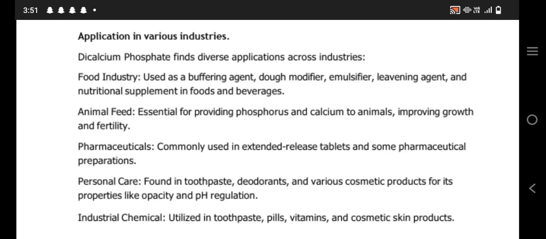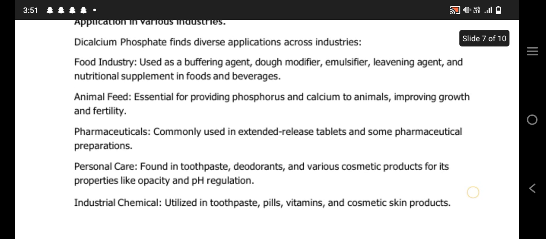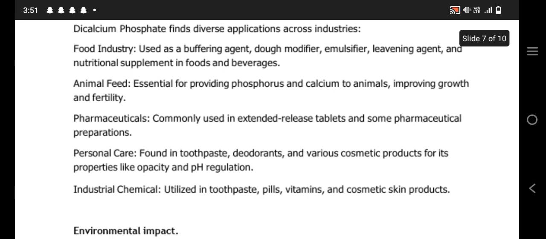Pharmaceuticals, commonly used in extended release tablets and some pharmaceutical preparations. Personal care, found in toothpaste, deodorants, and various cosmetic products for its properties like opacity and pH regulation. Industrial chemical, utilized in toothpaste, pills, vitamins, and cosmetic skin products.